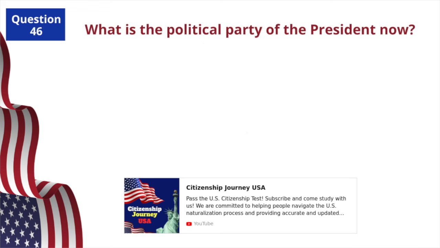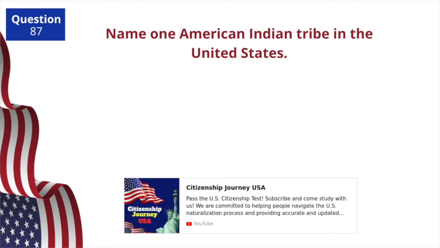What is the political party of the president now? Democratic Party. Name one American Indian tribe in the United States. Cherokee.